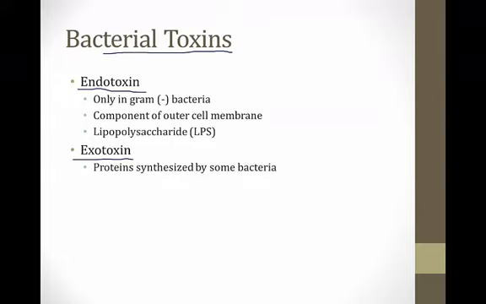Endotoxin is a substance that's only found in gram-negative bacteria. It's a component of the outer cell membrane of gram-negative bugs, and recall that only gram-negative bugs have an outer cell membrane. Gram-positive bacteria do not. And it's made up of a substance called lipopolysaccharide that we'll talk about in a minute.